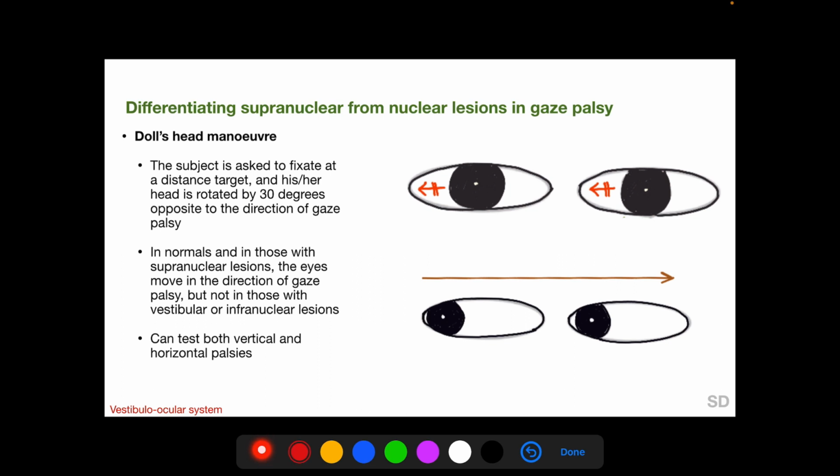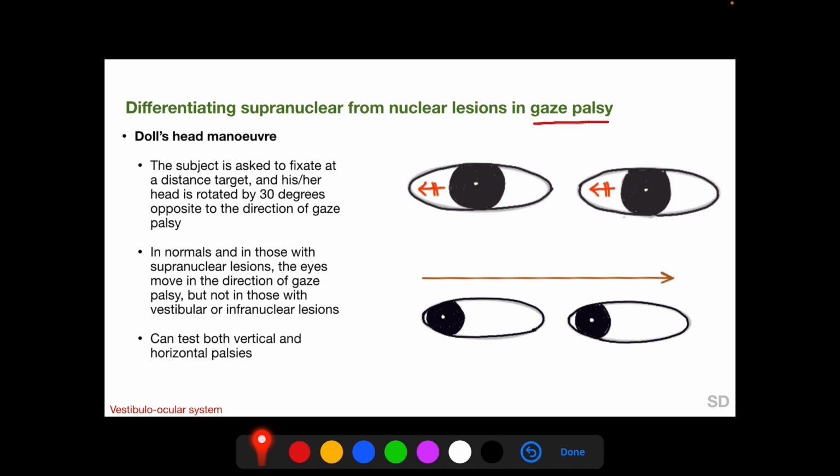To find out whether a gaze palsy is caused by a supranuclear lesion or a nuclear lesion, we can do either a Dahl's-Head maneuver test or a VOR testing. In the Dahl's-Head maneuver, the subject is asked to fixate at a distant target, and his or her head is rotated by 30 degrees in a direction opposite to the direction of gaze palsy.